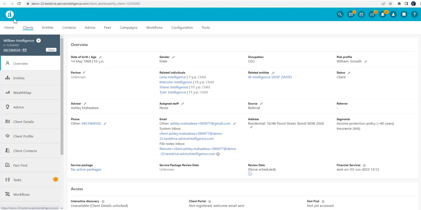Hi, today I'm going to show you how you can use AI for high net worth clients without having to enter any goals or use goals-based advice. We're looking at William Intelligence, divorced with 4 kids, and of course, William is a high net worth investor.